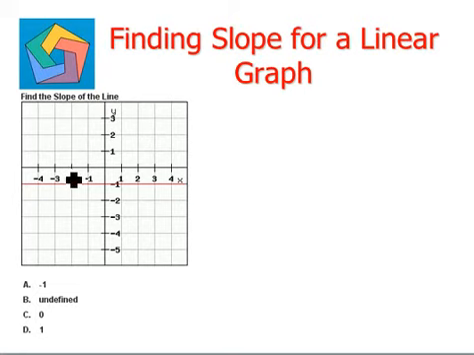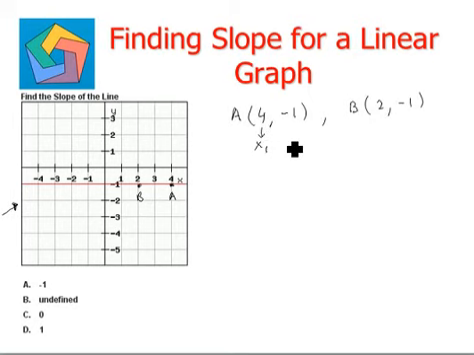Find the slope of the line, and here we're given a graph. The slope of which you have to find is a horizontal red line. So again our rule remains the same. We take 2 points on the graph. So let's take this as point A and this as point B. Now the coordinates of A are 4, -1 and coordinates of B are 2, -1. So this is x1, this is y1, this is x2, and -1 is y2.